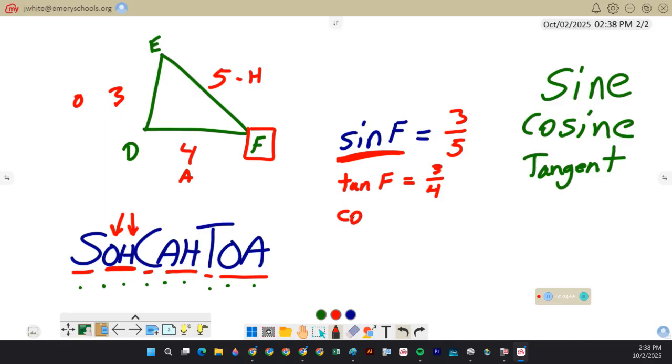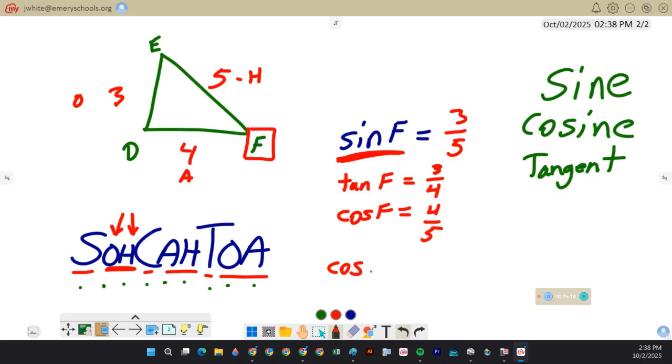And then what is the cosine of F? 4/5. So this is actually really easy. It's just kind of strange. It's unlike anything you've ever done before. All right, let me throw you a curveball.